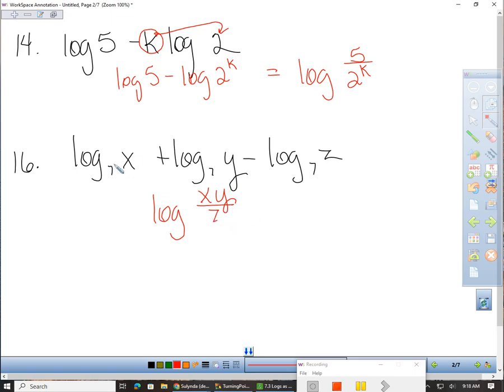Now, I don't want you to forget your base because that is part of our problem. In the other ones, there wasn't a base. And what number is that? That's number 10.